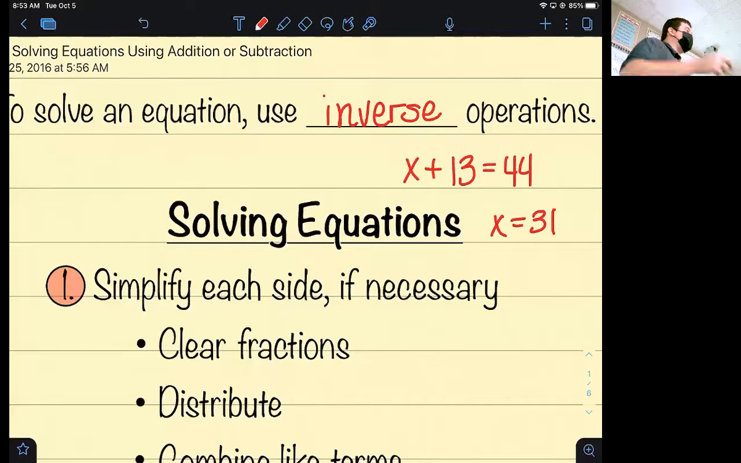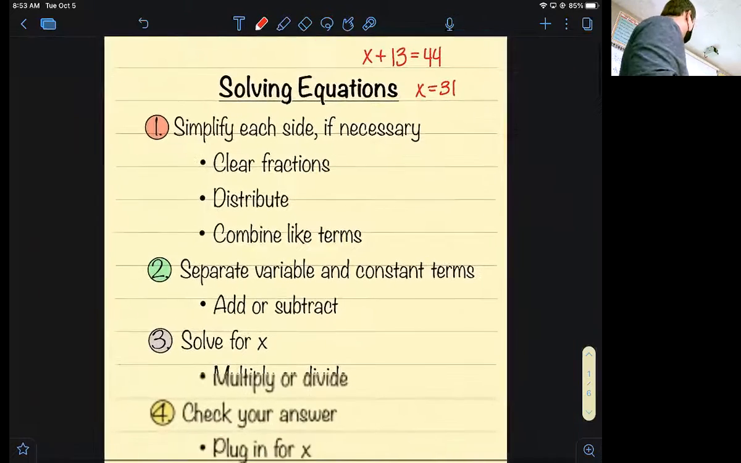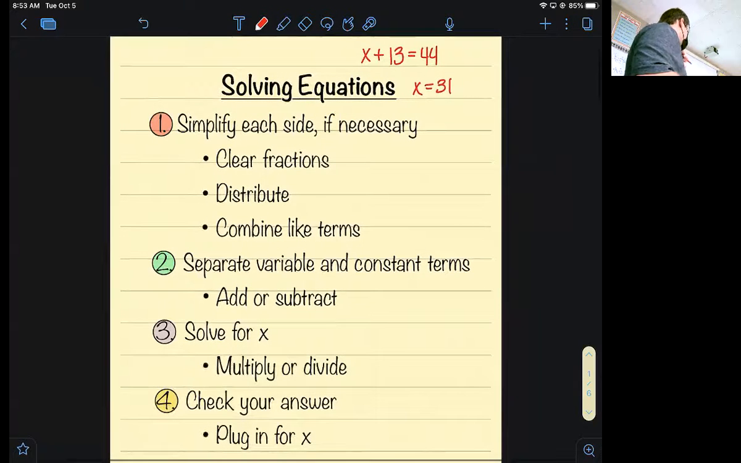Okay. See how we did that? It was an addition equation, but we solved it using subtraction. We use inverse operations. That's what we're going to do today and tomorrow when we're solving these equations. So I've got these steps up here. These steps are what you would use to solve any multi-step equation. And we'll see some multi-steps later on this year. You'll see a lot of them next year too.